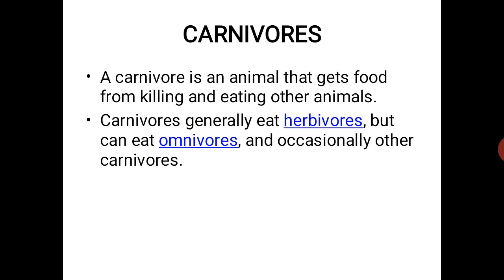Carnivore. The second point, a carnivore is an animal that gets food from killing and eating other animals. Carnivores generally eat herbivores but can eat omnivores and occasionally other carnivores. It means that a carnivore is an animal which eats the flesh of other animals. It can eat animals which fall under this herbivore category, and also they can eat omnivores.